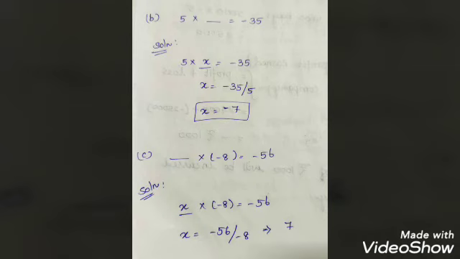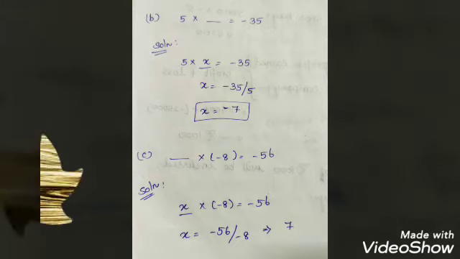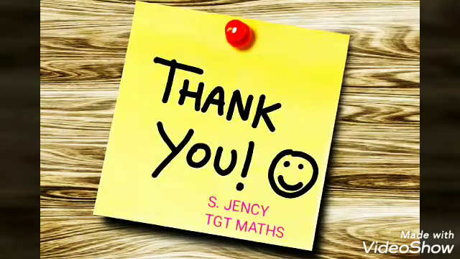Keep the blank as x. x into minus 8 equal to minus 56. So x equals minus 56 by minus 8, which is equal to 7.